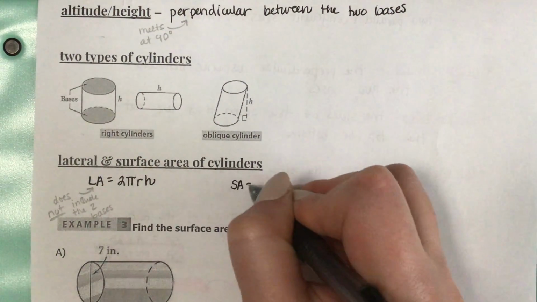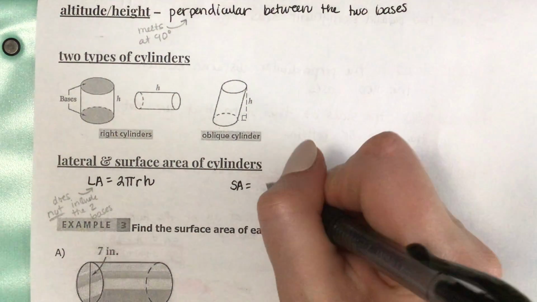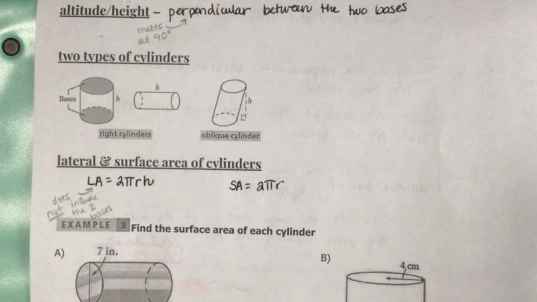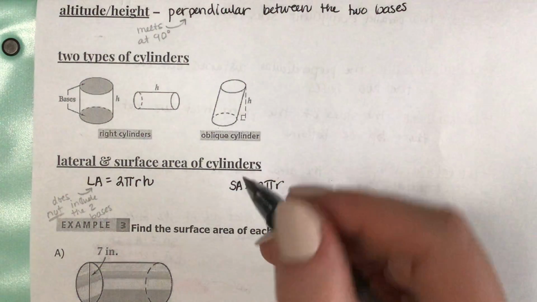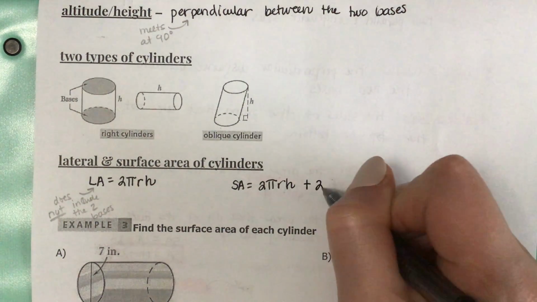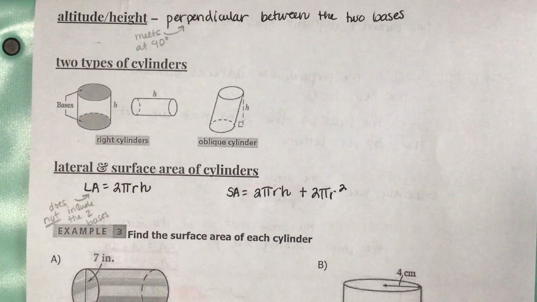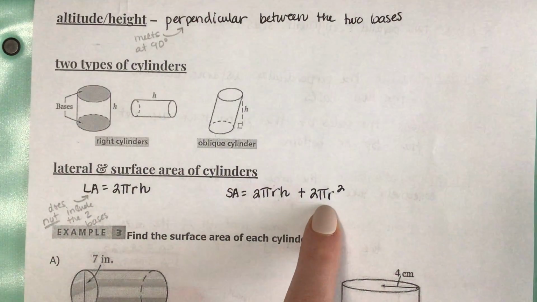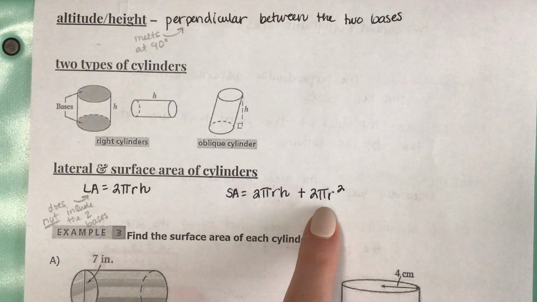Okay. Now we also have surface area, though. That would be everything in the cylinder, all of it. So the surface area would be 2 pi r times the height plus 2 pi r squared. So what we're doing is taking the lateral area and then adding the two bases onto it, basically. In a nutshell, that's what we've got going on.